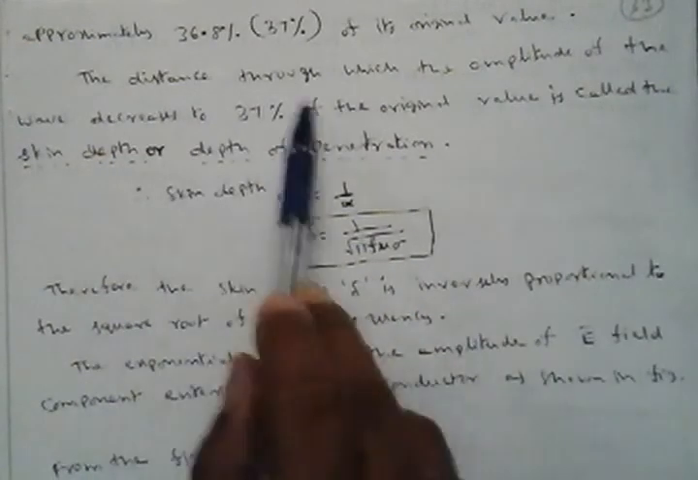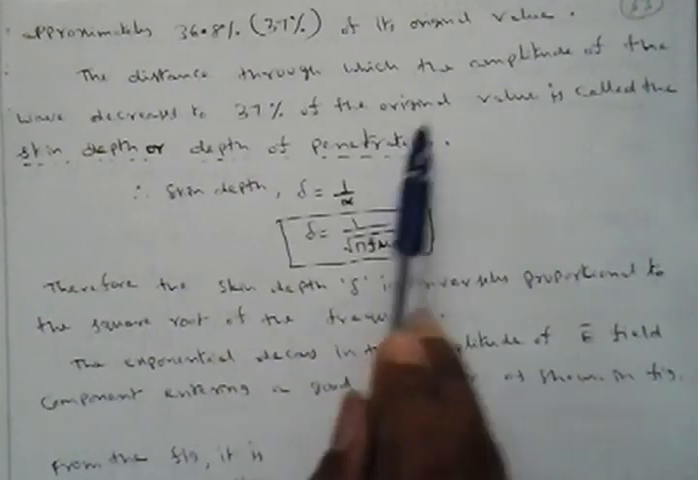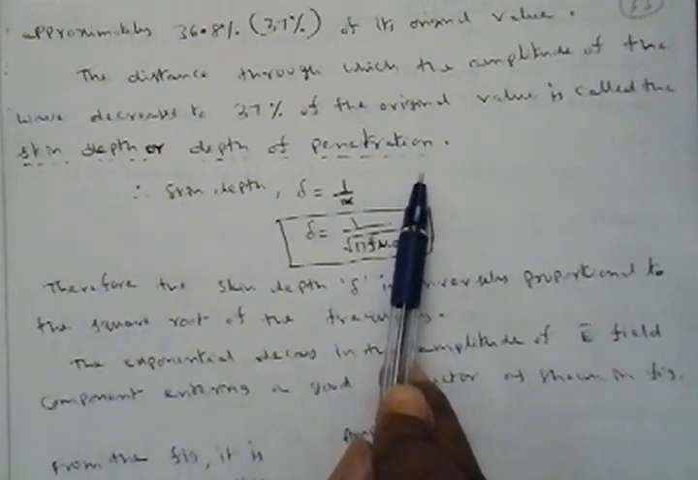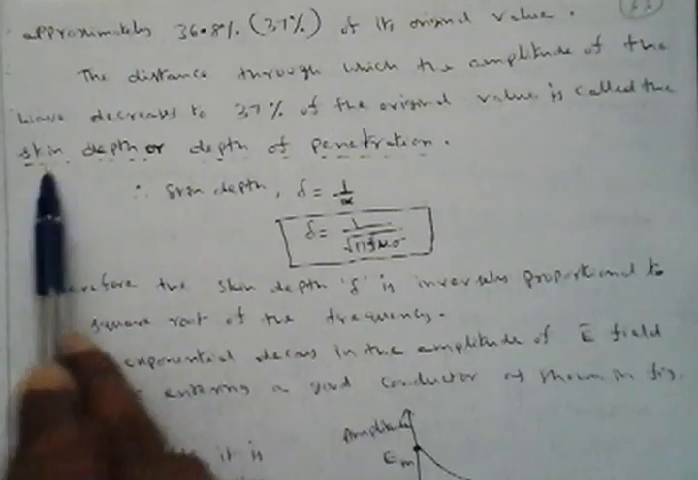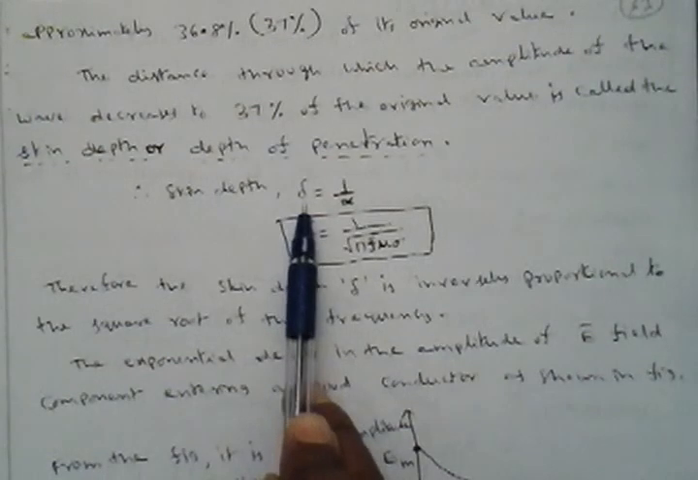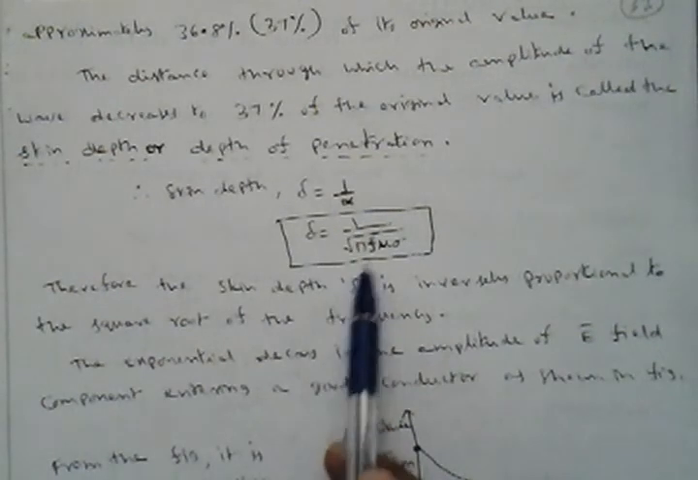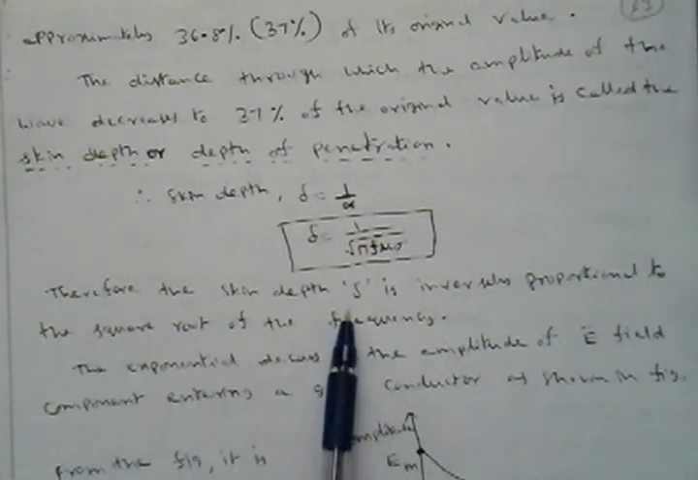The distance through which the amplitude of the wave decreases to 37 percent of the original value is called the skin depth or depth of penetration. It is represented by delta. Delta is equal to 1 by alpha, where alpha is the attenuation constant. Alpha, as per the analysis, is square root of pi f mu sigma.